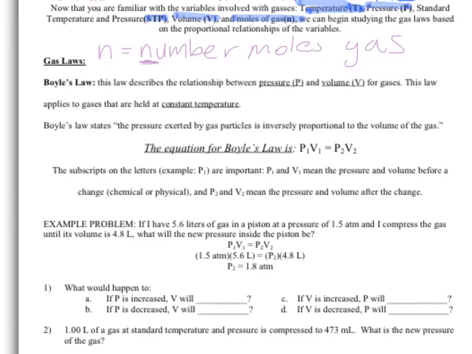So Boyle's law, this is going to be our first gas law that we're going to be talking about. Boyle's law describes the relationship between pressure and volume if you keep a constant temperature. Now remember that a law is not an explanation. A law is a fact. The law of gravity, if I drop something, it falls, right? If I let go, it falls. It is just a fact. It's not actually an explanation. Boyle's law is just a fact.